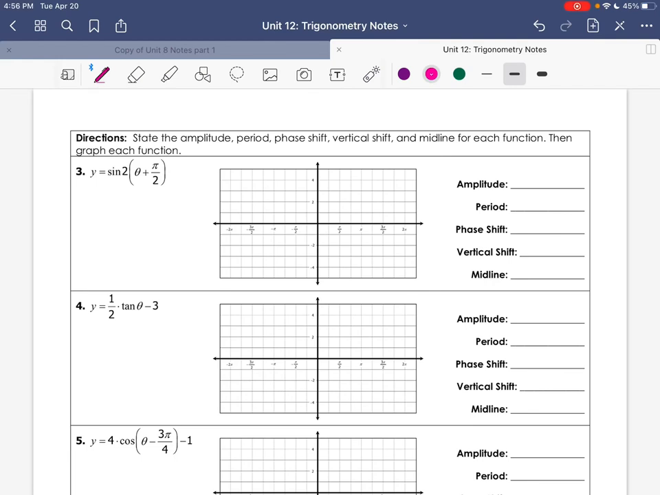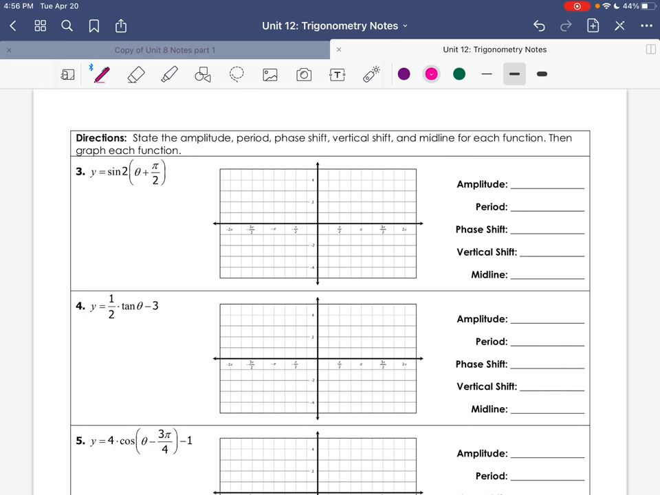So in this trig video, we are going to do all the things. We're going to pick out the amplitude, period, phase shift, vertical shift, and midline, and then graph our new problem. Now we are not going to do number 4, and we are not going to do number 6 because they are tangent, so we're just going to do two sines and a cosine.